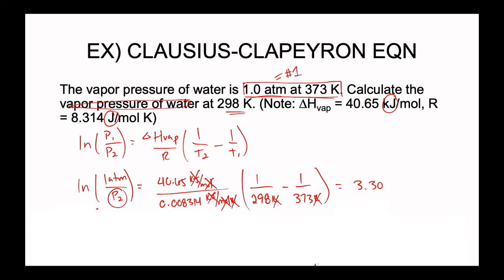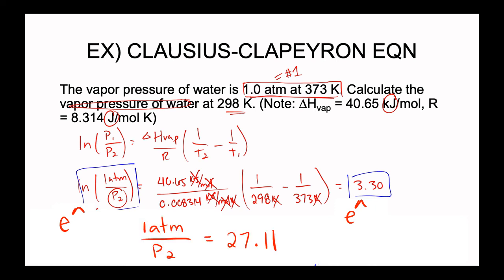To solve this problem, where we have the natural log of 1 atmosphere divided by P2 equal to 3.30, we take each side and raise it to the e first. So if we take our natural log of 1 atmosphere divided by P2 and raise that into the exponent of e, same thing with our 3.30, what we find is 1 atmosphere divided by P2 is equal to 27.11. Now from here, in order to rearrange and solve for P2, it looks a little more familiar and easier. All we have to do is take the inverse.